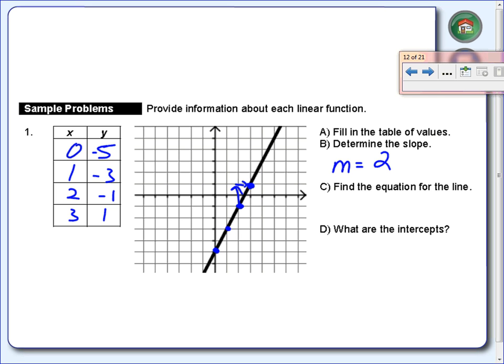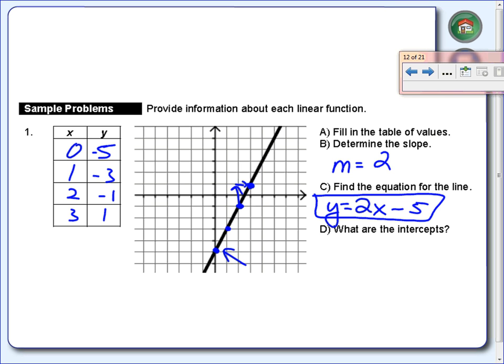Next thing I'm looking for is the equation of this line. And we're going to write that equation in slope-intercept form. We've already got half of it, guys. We already know what the slope is. We just said that it was 2. So we know it's y equals 2x minus what? 5. And where's that minus 5 coming from? The y-intercept. It's this point right here. There's your equation for this line.